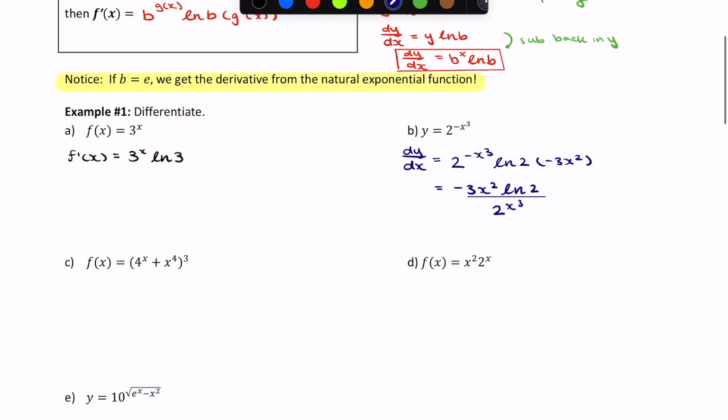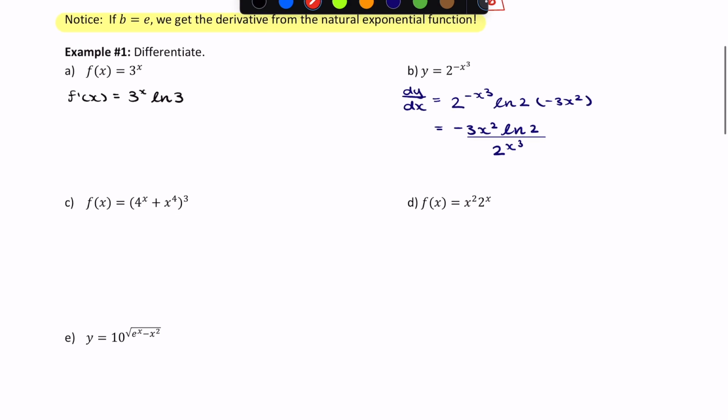For c here, we have f of x is equal to (4 to the power of x plus x to the power of 4) all to the power of 3. So here, again, we do the derivative of the outside and then the derivative of the inside. Here we have f prime of x is equal to, the derivative of the outside, so bring the 3 down, we have (4 to the power of x plus x to the power of 4) to the power of 2.